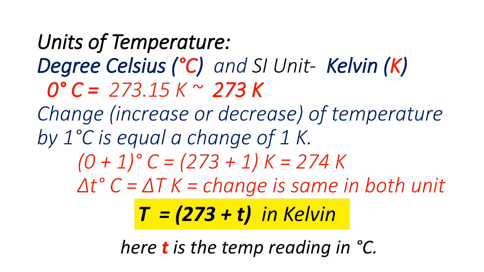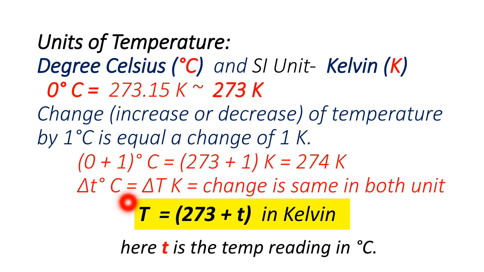Whatever numerical value we take for the change in degree Celsius and in Kelvin, they are the same, because whatever change is made in degree Celsius is the same in Kelvin, correct? So the change is the same in both units. Suppose a temperature is changed by 50 degree Celsius, then we can say this temperature is changed by 50 Kelvin also. So a change of 50 degree Celsius is the same as a change of 50 Kelvin, correct?